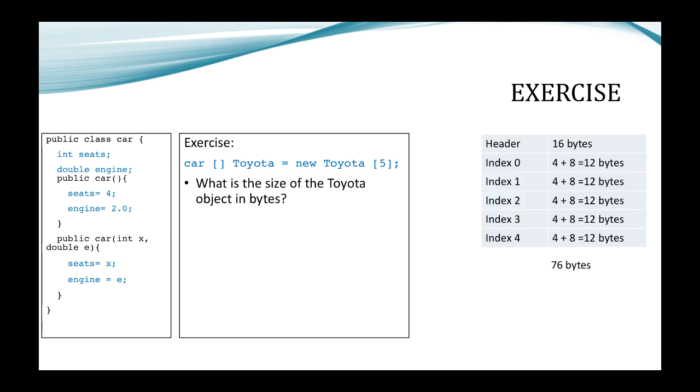All right. So the solution is the header would be 16 bytes. And because each of the objects is 12 bytes long, since you have 5 objects, that will be 12 times 5. So altogether, that should take 76 bytes.